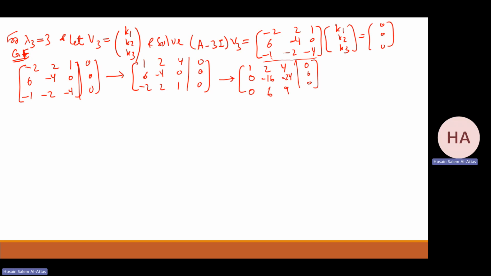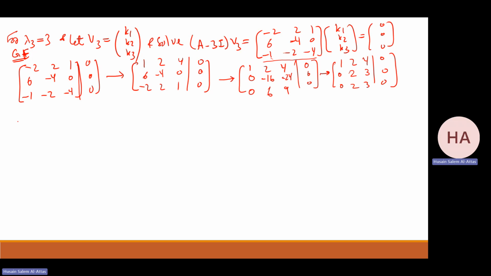So now I divide by what? I have 1, 2, 4. This is 0. I divide by 8. That gives me minus 8, that gives me 2. And this is 3, 0. Now divide by 3. That will be 2, 3, 0.